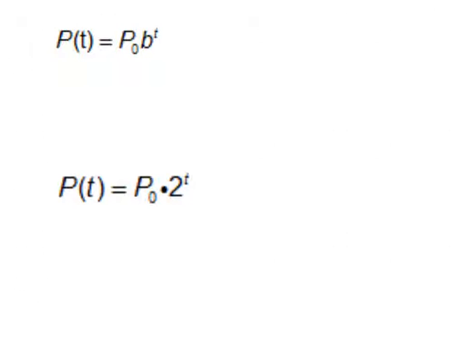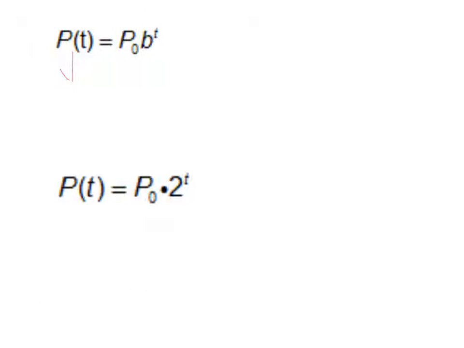With population growth and decay, we use the following form of the exponential function, and it's P of t equals P naught times b to the power of t. The little 0 subscript is read naught, like nothing. And anytime you see a variable in a formula with that little 0 subscript, that always means a starting amount.